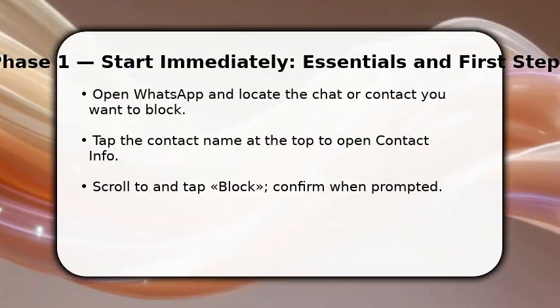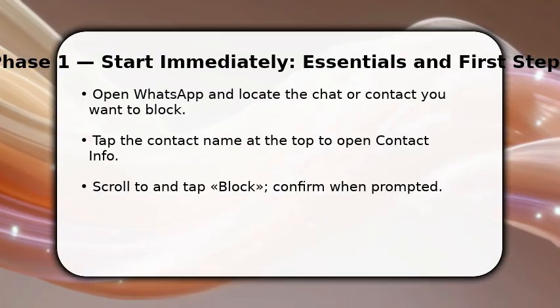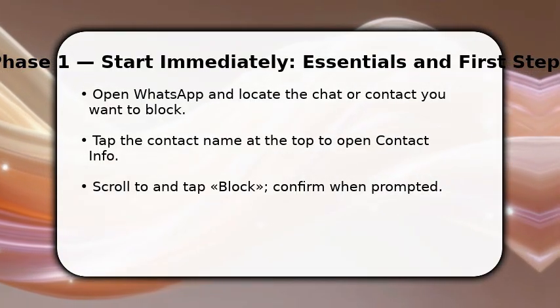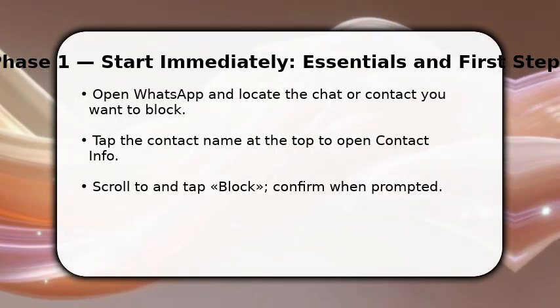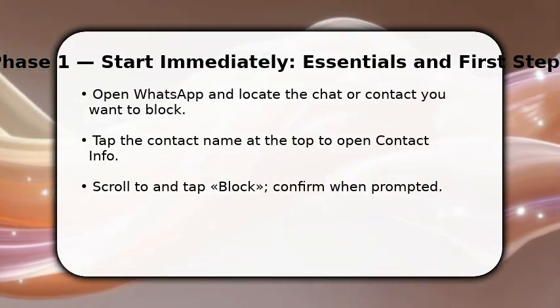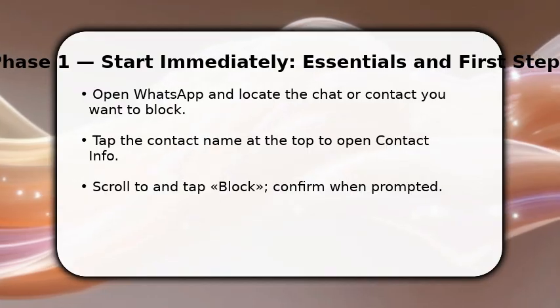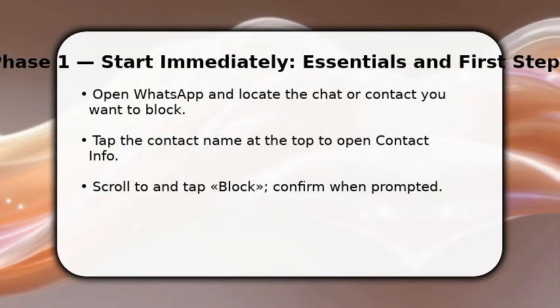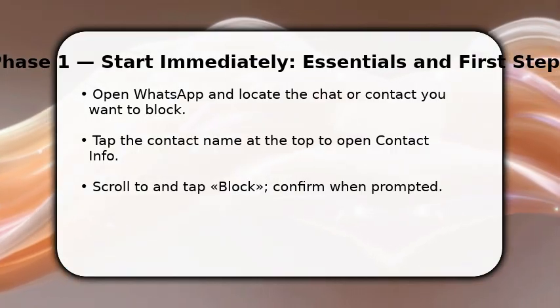You start by opening WhatsApp and finding the chat or contact you want to stop. Tap the person's name at the top to open contact info. This puts block controls where you expect them. Once the info screen appears, scroll until you see block and report options, then tap block and confirm. This prevents their messages and calls from reaching you.